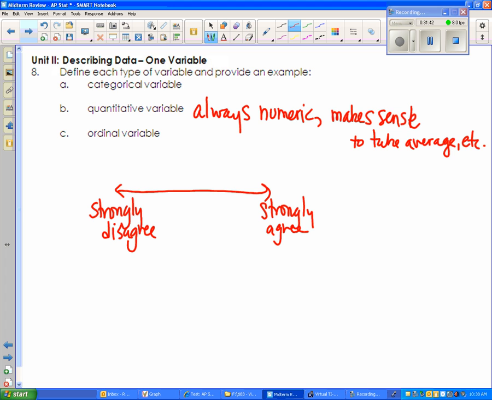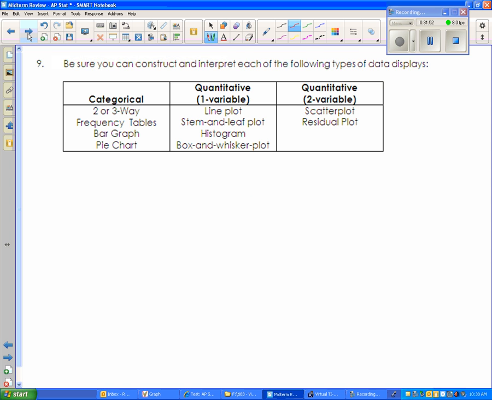It can also be numeric. So for example, you could say, on a scale of 1 to 10, how happy are you today? And that would be another ordinal variable. So it could take on values that are numbers.